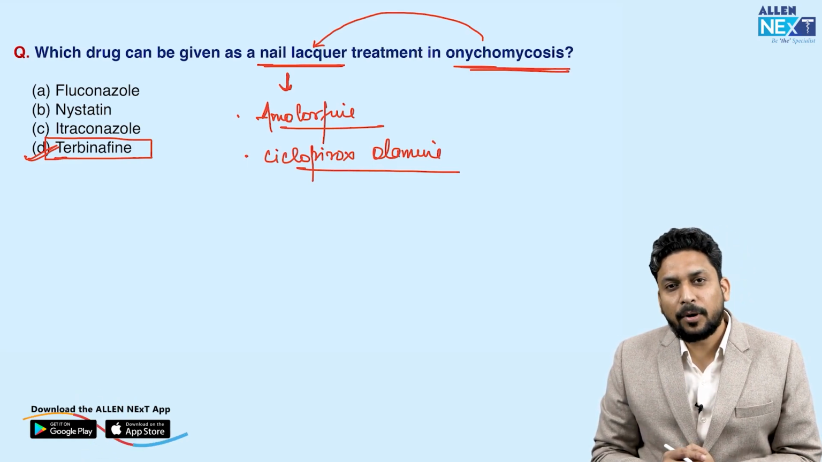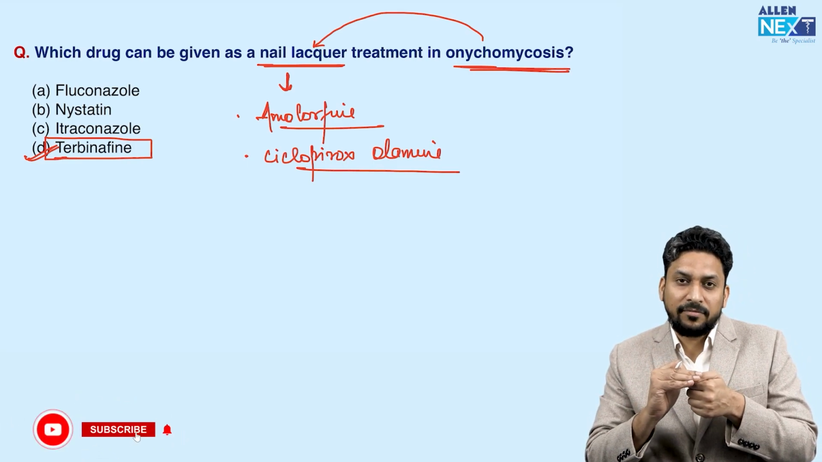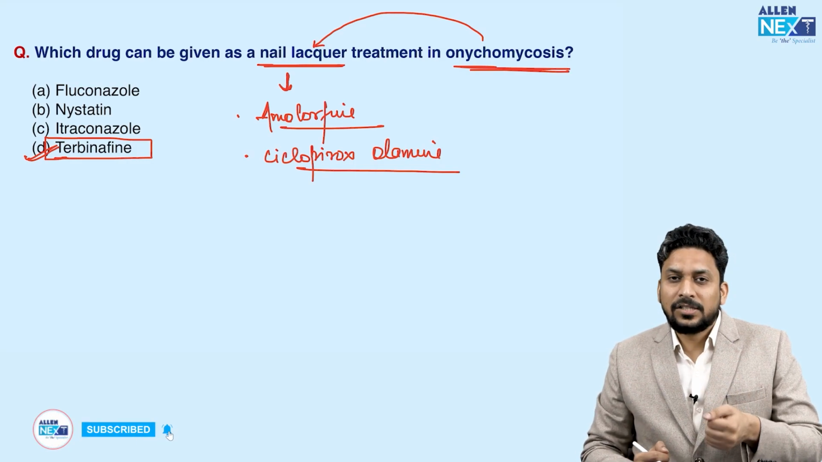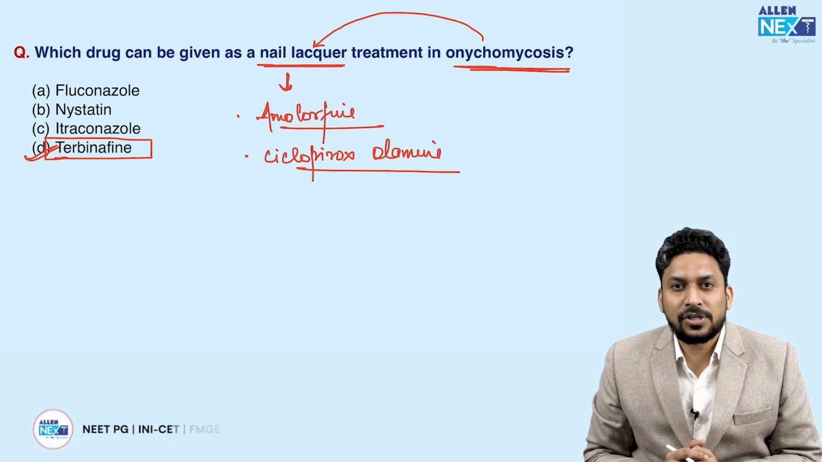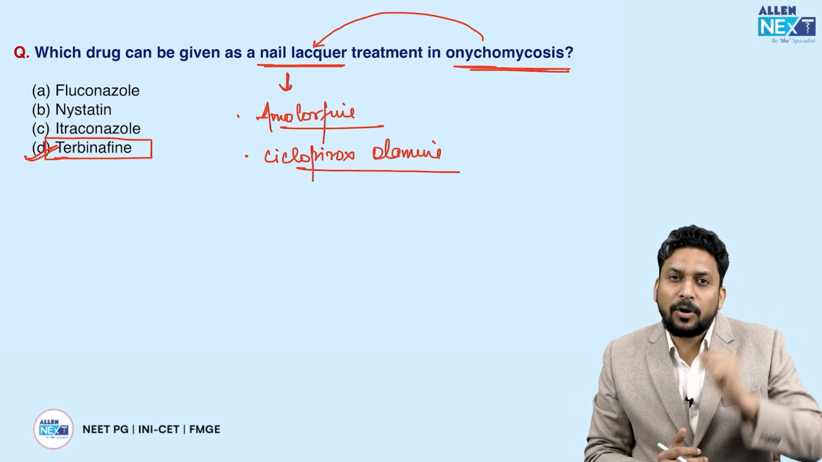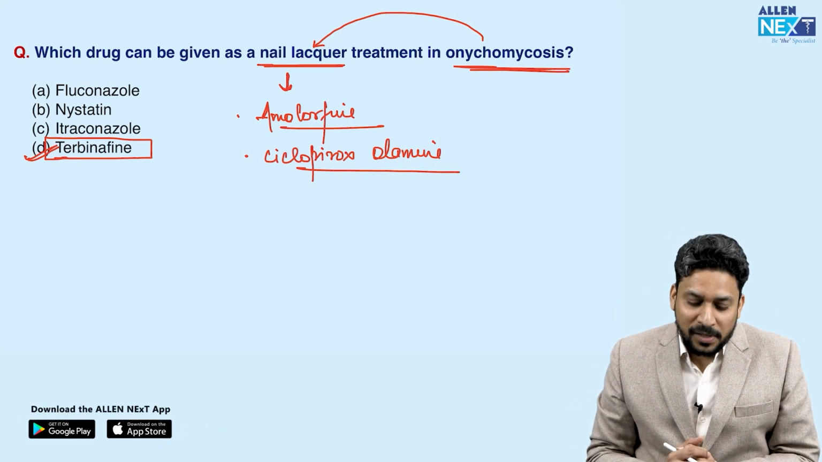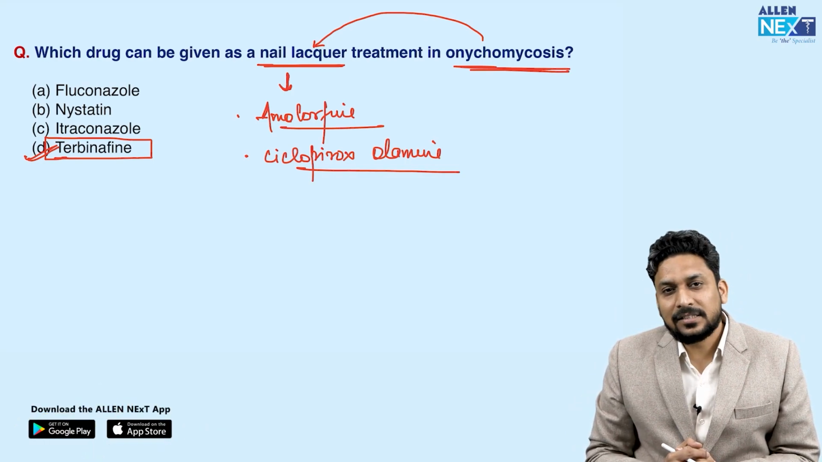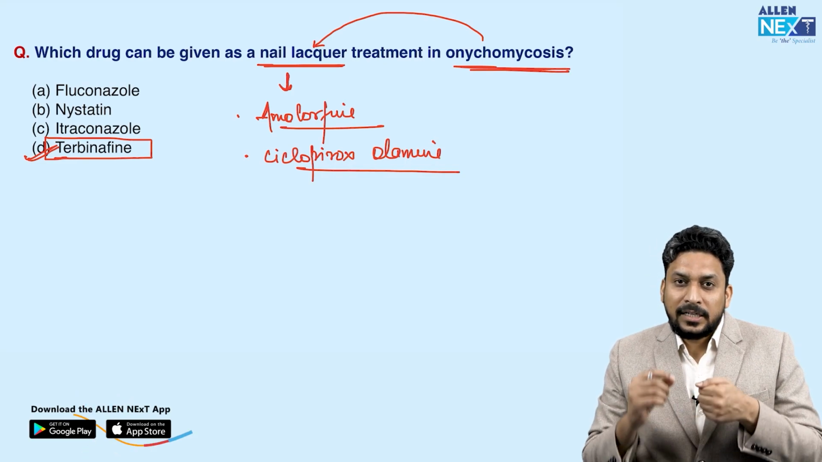These are commonly used nail lacquers for onychomycosis. They have antifungal properties and stay over the nails for a very long period, like nail paints. They are applied over the nail with a brush and come in a small glass bottle like nail paints. These are known as nail lacquers and are used in the treatment of tinea unguium, that is onychomycosis.